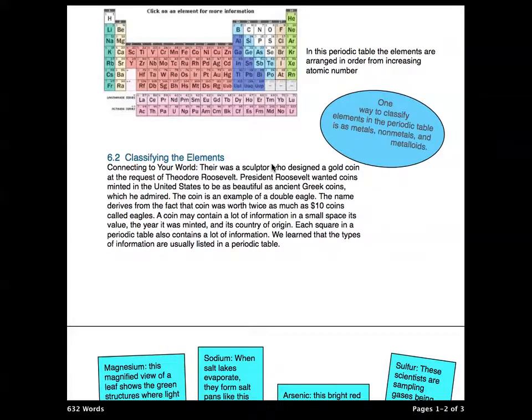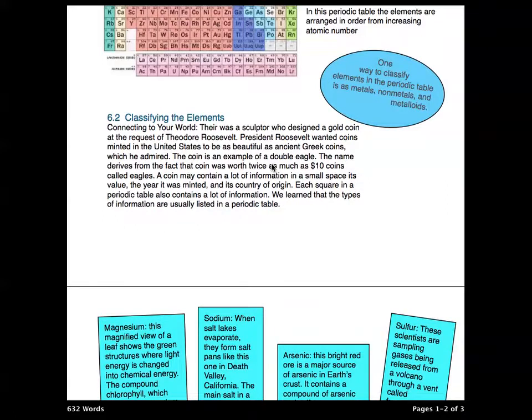Then in 6-2, it was classifying the elements. So actually picking them out and knowing what the elements are and realizing how we use them in our chemistry so we are aware. There was a sculptor who designed a gold coin at the request of Theodore Roosevelt. President Roosevelt wanted coins minted in the United States to be as beautiful as ancient Greek coins, which he admired. The coin is an example of a double eagle. The name derives from the fact that the coin was worth twice as much as the $10 coins, called eagles.